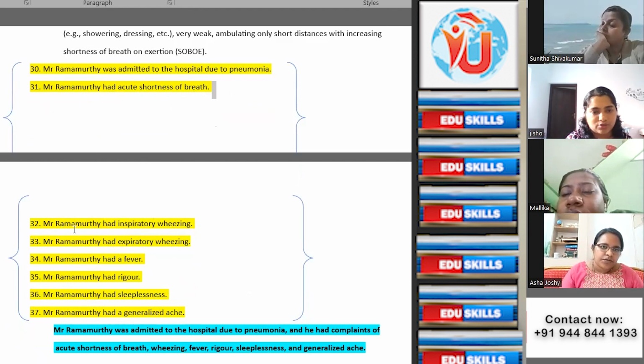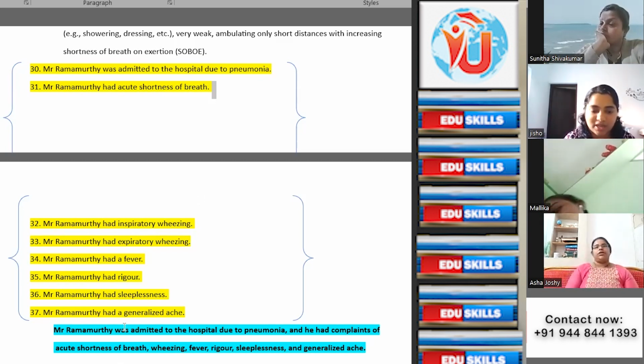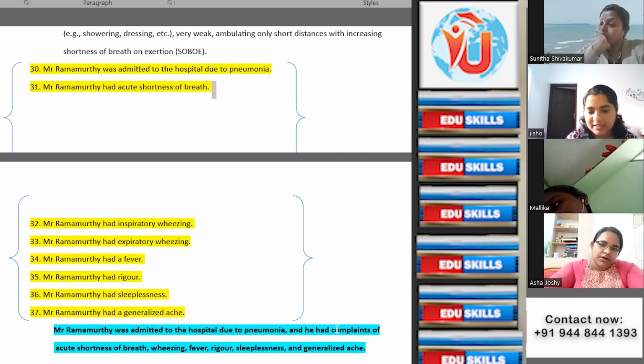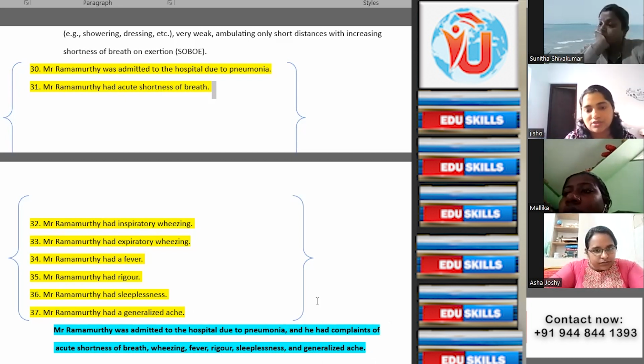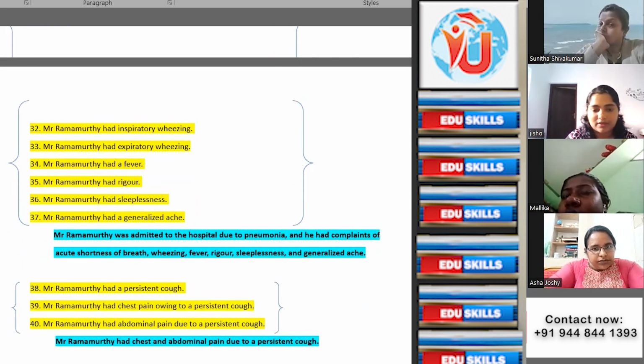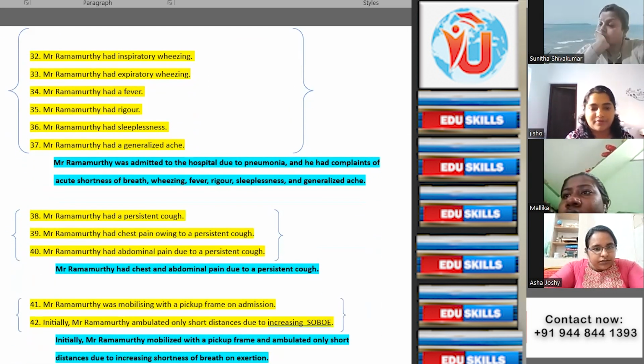So 1, 2, 3, 4, 5, 6, 7, 8. These 8 simple sentences we are joining and making a compound sentence like Mr. Ramamurthy was admitted to the hospital due to pneumonia and he had complaints of acute shortness of breath, wheezing, fever, rigor, sleeplessness, and generalized ache. So we can write it like this. Okay, we can make it brief.